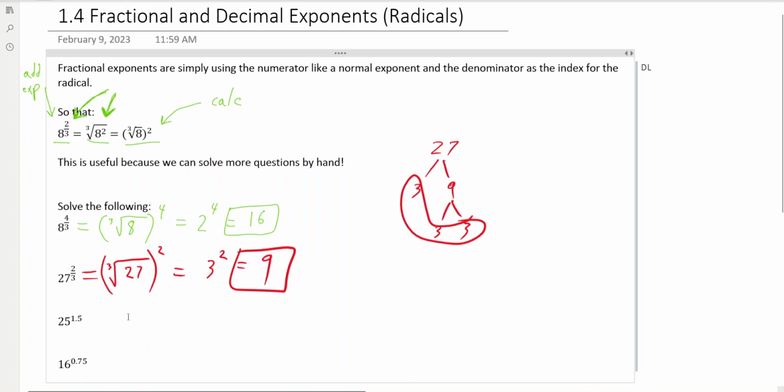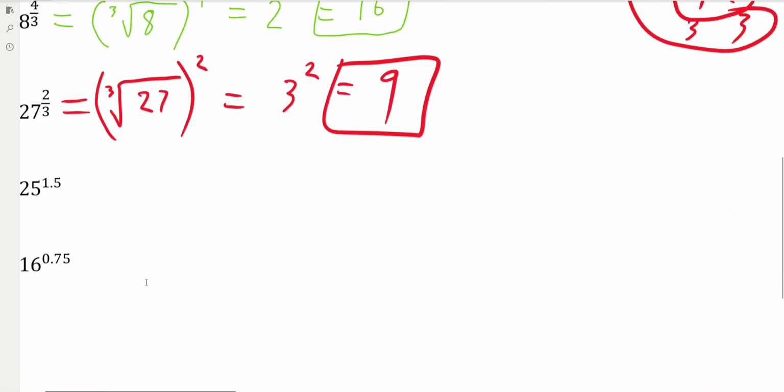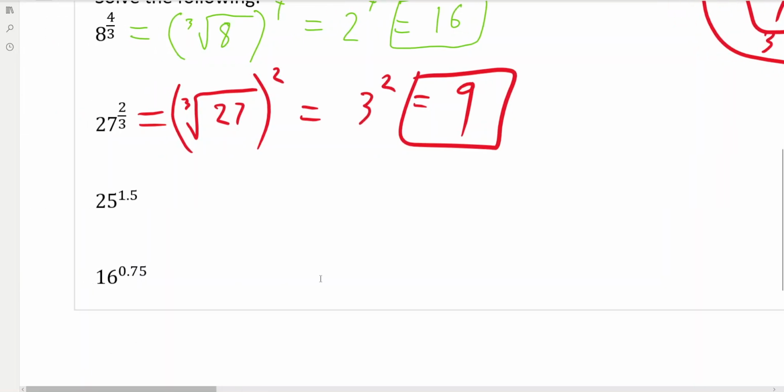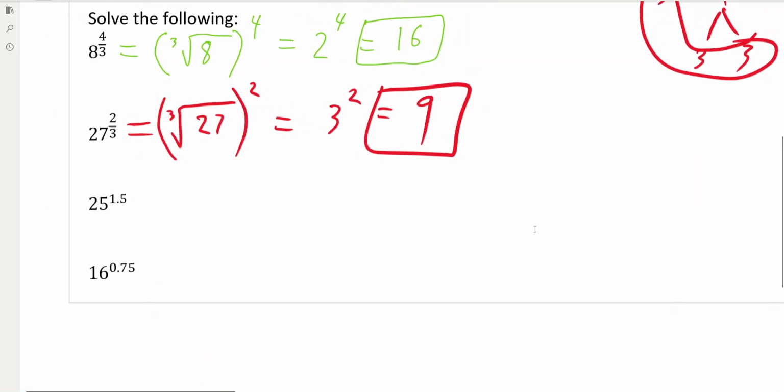Alright, so what happens if we have a decimal as our exponent? Well, basically, you need to change the decimal into a fraction. Some people have difficulty with this, so let me just explain what to do. These ones are basic numbers, but what if we were given a more complex decimal like 0.45, okay? Let's say 0.45. How do we change that into a fraction?